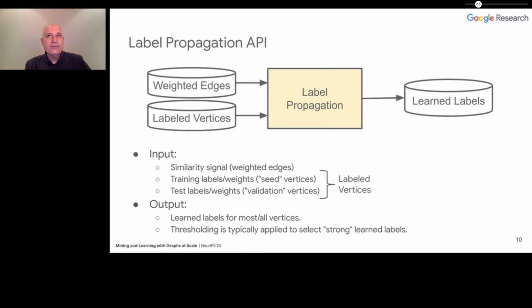One thing to note is that we won't necessarily learn labels for all of the nodes in the graph because, for example, if some node isn't connected by any path to a seed, there's no way a signal can reach the node. Another thing I'll mention is that often this label propagation can be used as a precursor to doing some sort of downstream learning. In that case, we can use thresholding on the weights of the labels to pick out the nodes that we have the most confidence in what we've learned.